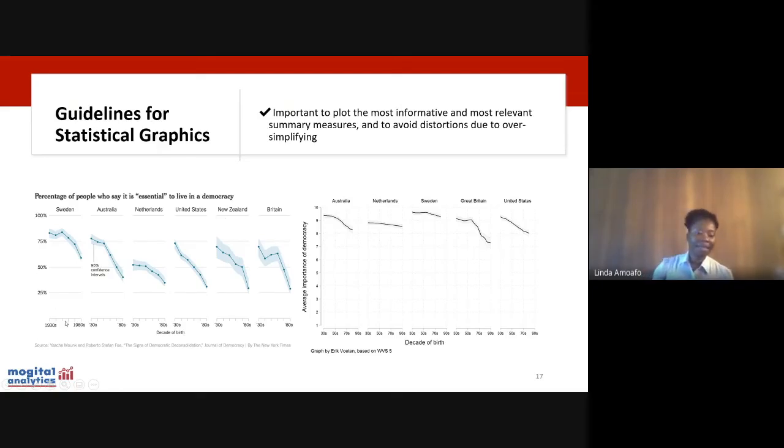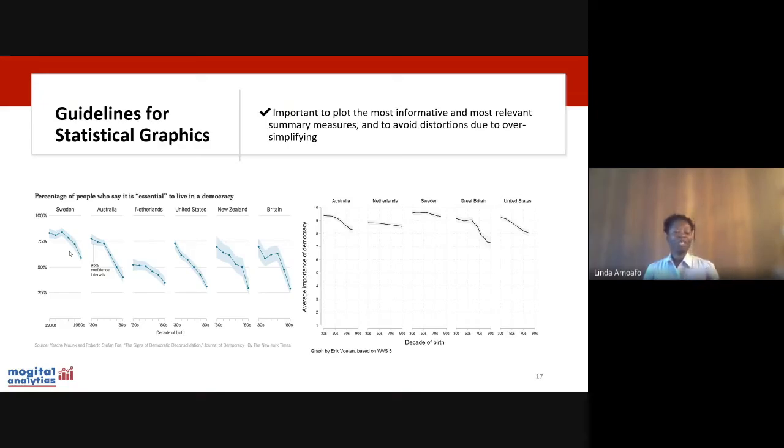So in the 1930s in Sweden, they went and asked participants, do you think democracy is essential? Do you want to live in a democracy? You either say yes or no, and you keep it that way.